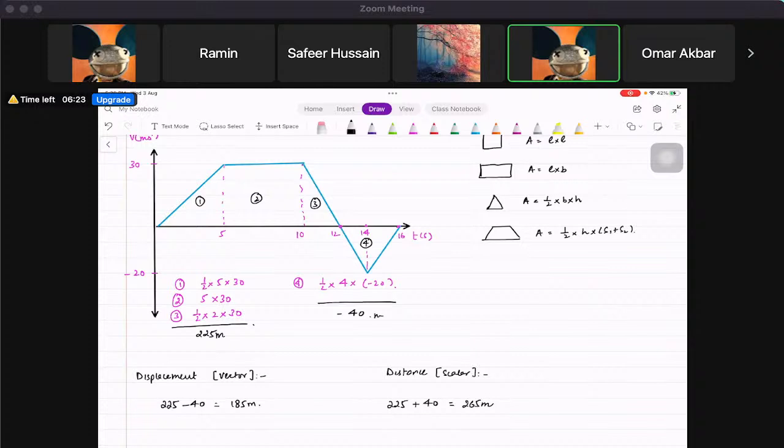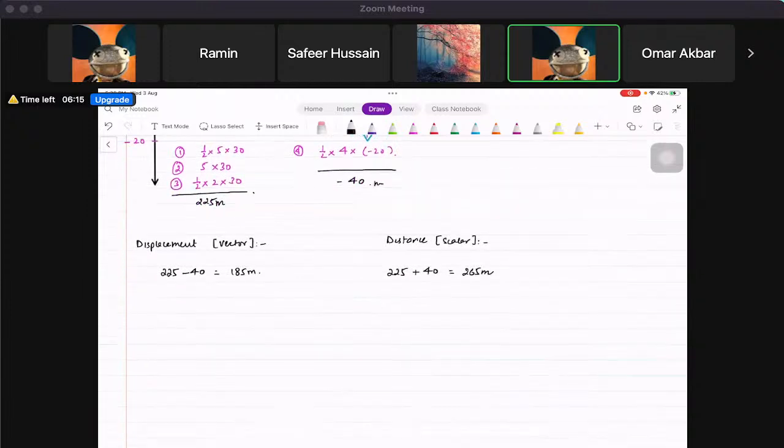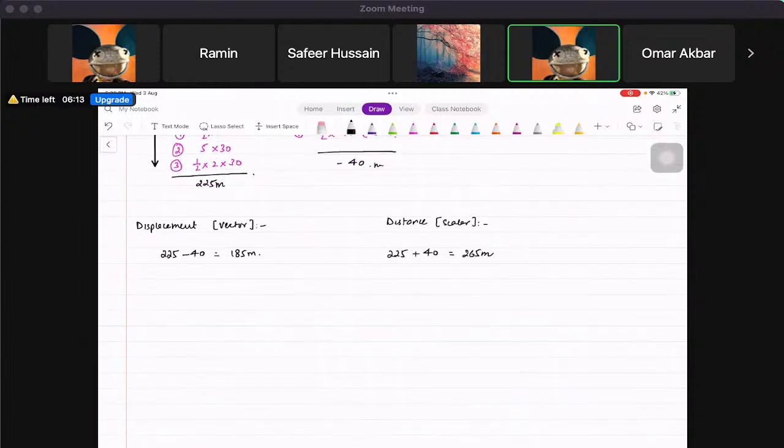Okay. Now, not only this, but it could also be a graph that might not be exactly a regular shape. And that happens a lot.